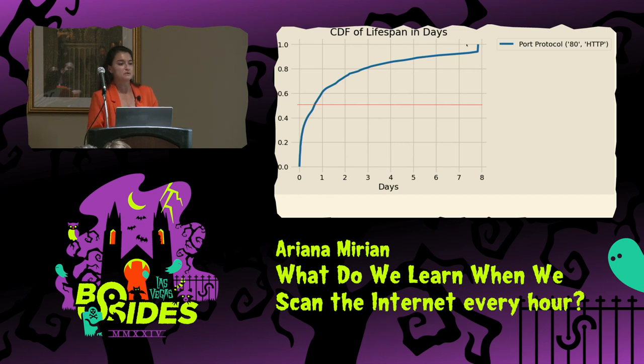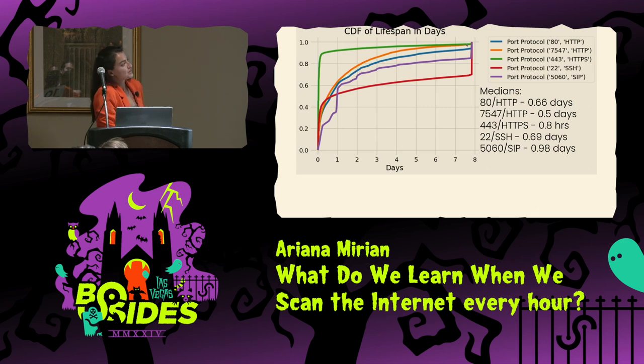Let's look at the five most popular port protocol combinations and their lifespans. If you remember that graph with the 412 combinations, these are those first five bars, and these are their distributions of lifespans. Just for clarification, I've typed the medians of these popular port protocol combinations on the right-hand side. So 80 HTTP has a median of 0.66, and 7547 HTTP, or CWMP for those in the room who know, is 0.5 days. You'll see that the green line, 443 HTTPS, is a weird outlier. It's really short-lived. It goes up and over to the right at a much quicker pace than its counterparts, which I'll talk about closer to the end of these slides.